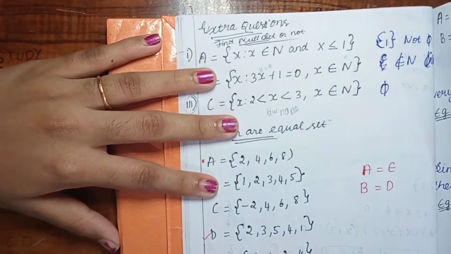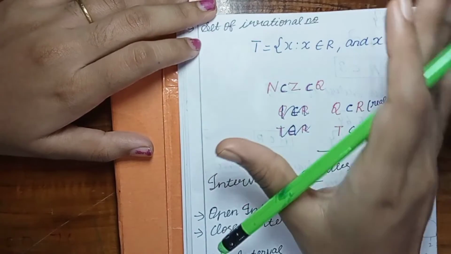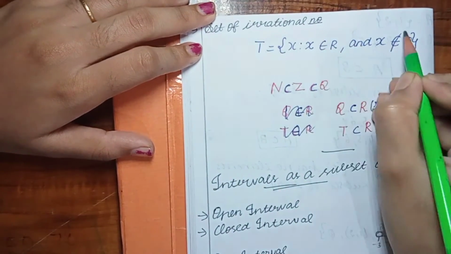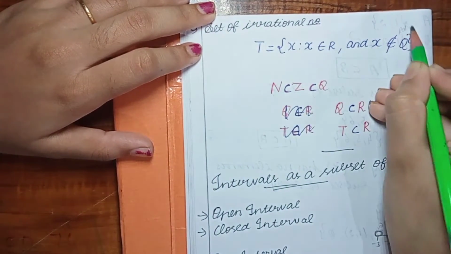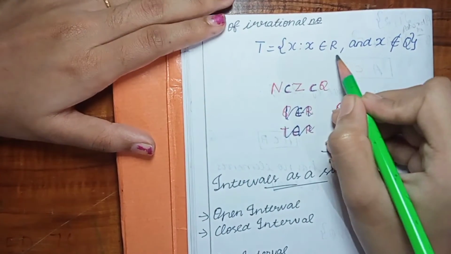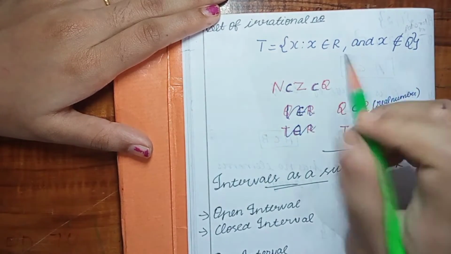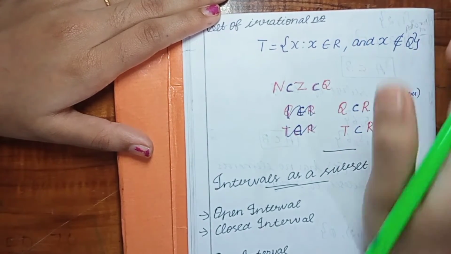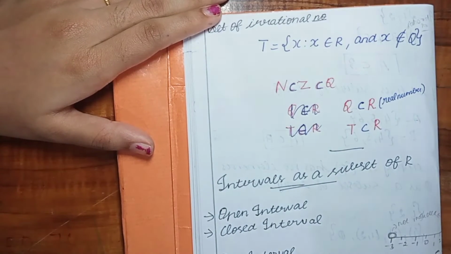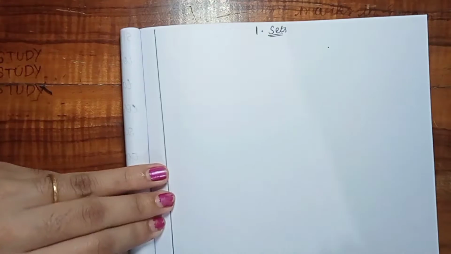Q is rational numbers. Rational numbers is not equal to irrational numbers. Irrational numbers T equals the set of x such that x belongs to real numbers but does not belong to rational numbers, right? From this, let's find the subset. Let me write and show you so that you can understand.